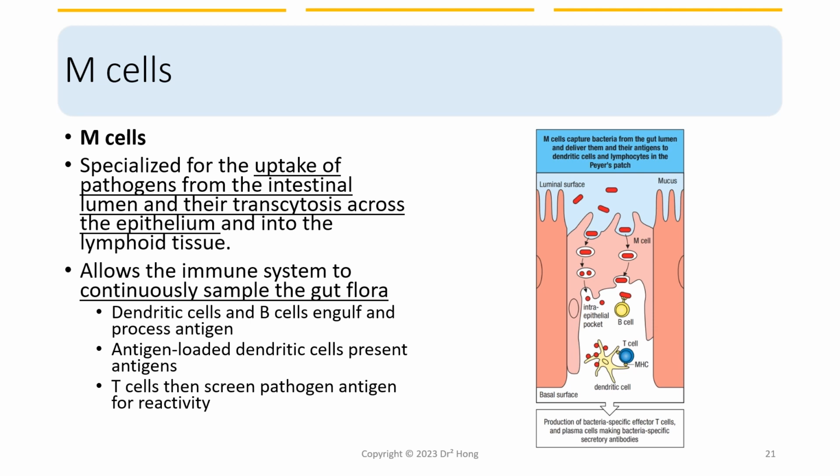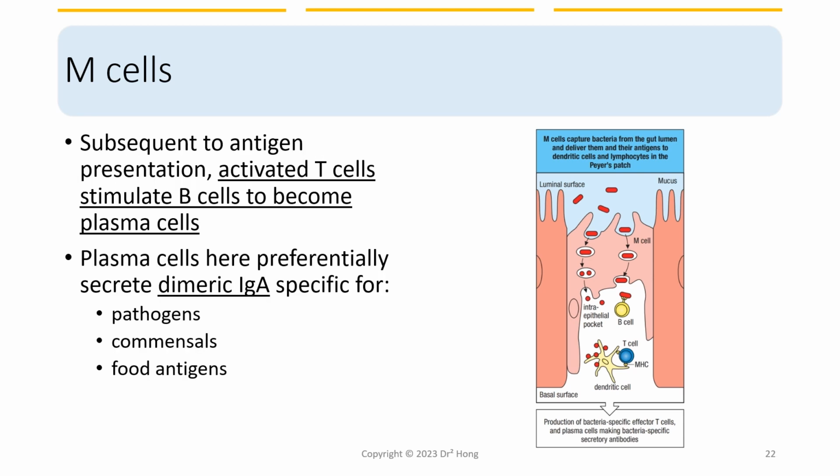Now here, dendritic cells and B cells take up antigen and stimulate the proliferation and differentiation of antigen-specific T cells. After antigen presentation, activated T helper cells stimulate B cells to become plasma cells. These mucosal plasma cells preferentially secrete dimeric IgA that is specific for pathogens, commensal organisms, and food antigens as well. The goal here is to maintain a balance of all these antigens and prevent inflammation from happening.